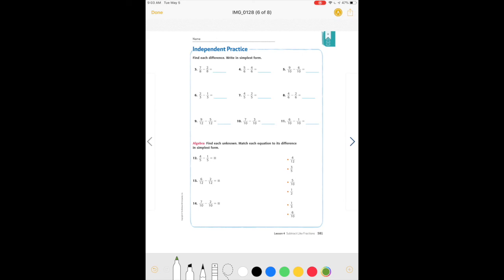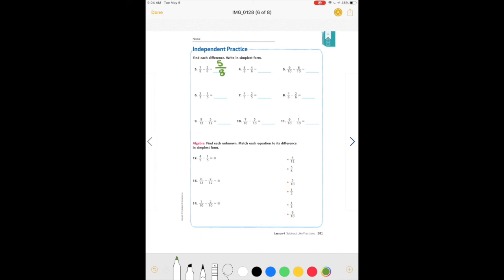Let's start with number 3, 7/8 minus 2/8. Well, I keep the numerator the same, or I keep the denominator the same, sorry. If we were in class, you would have corrected me, I know it. And then I just subtract my numerator. 7 minus 2 is 5.